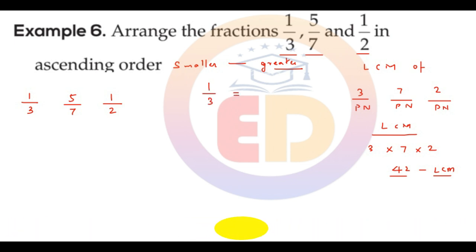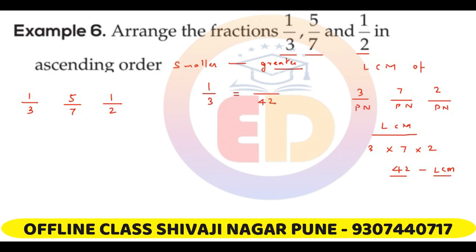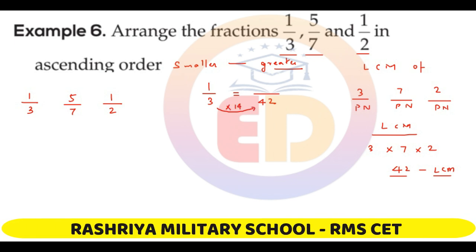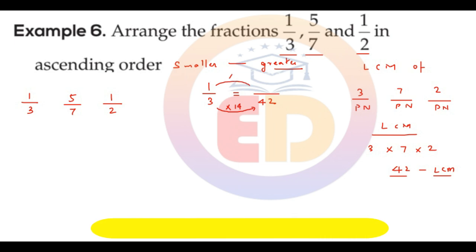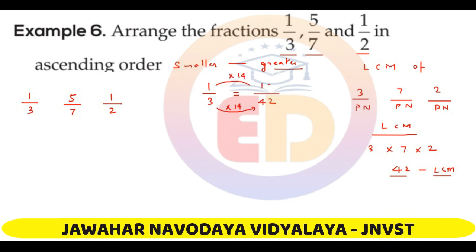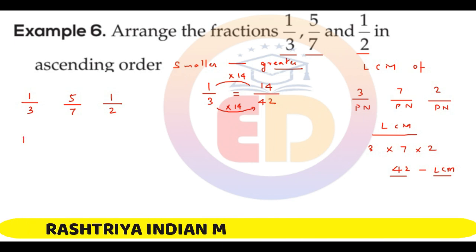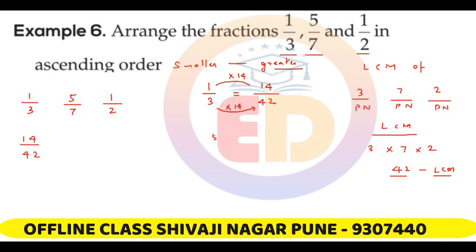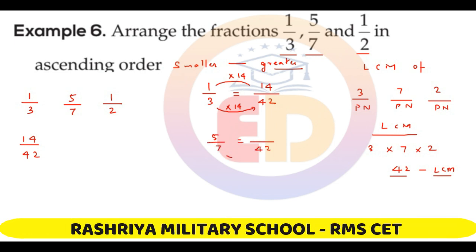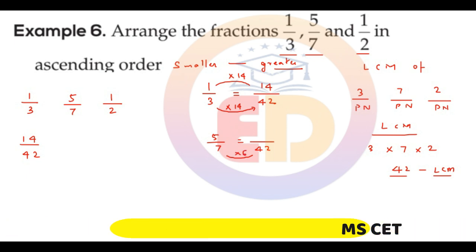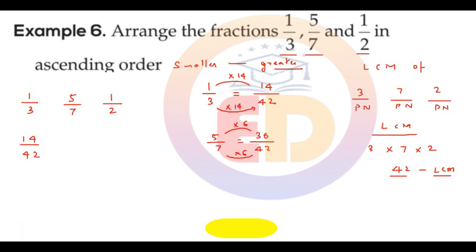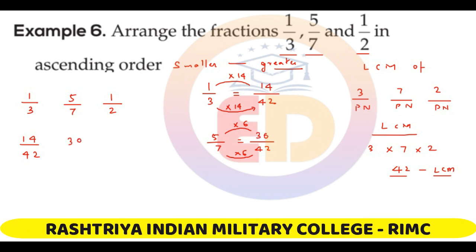1 by 3. We have to convert 3 to 42. We know that 14 3s are 42. So 3 should be multiplied by 14, and the numerator 1 should also be multiplied by 14. So 1 by 3 becomes 14 upon 42. 5 by 7. I have to convert the denominator 7 to 42. I know 7 into 6 is 42. So multiply the denominator by 6 and the numerator also by 6. So 5 by 7 becomes 30 upon 42.